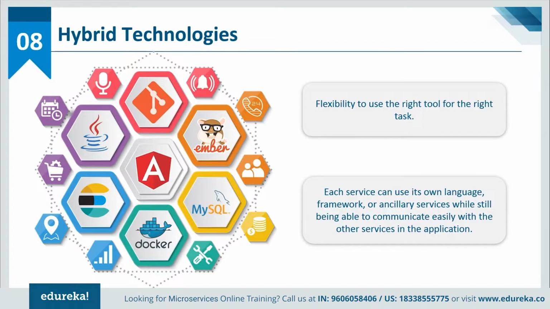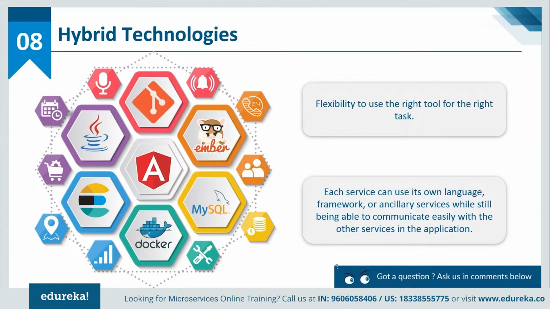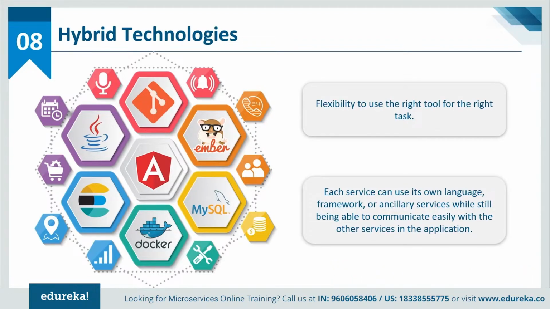Suppose you have an application of n services. In that, service 1 can be built on Python, service 2 can be built on Java, service 3 can be built using C Sharp, and so on. Each service has its own technology framework and is still able to communicate through the complete application.